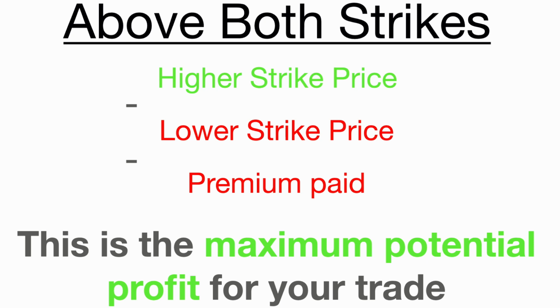So in our previous example, our strike prices were $3,105 and $3,100. That means we do $3,105 minus $3,100. That gives us 5.0, minus the premium of 1.0, gives us 4.0. No matter how far apart your two strike prices are or where the price ends up, this is always the max profit: higher strike minus lower strike minus premium paid.